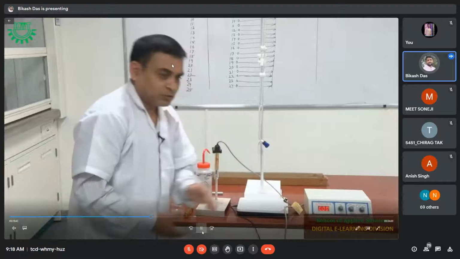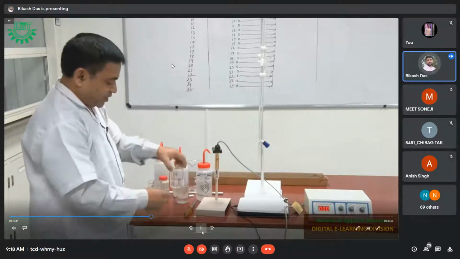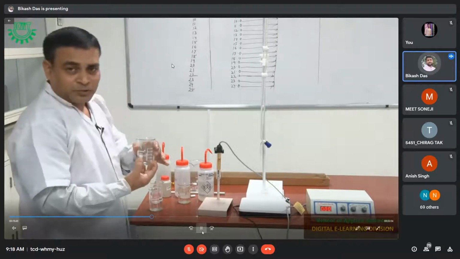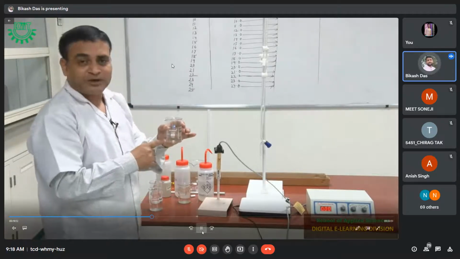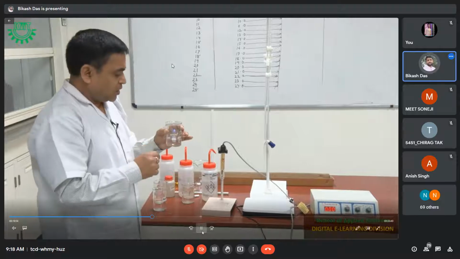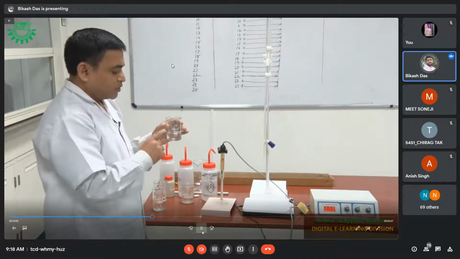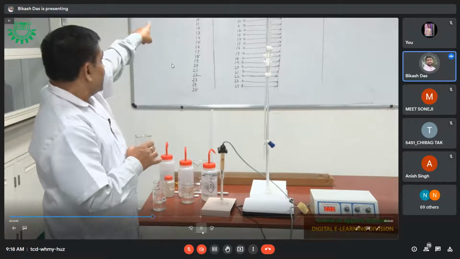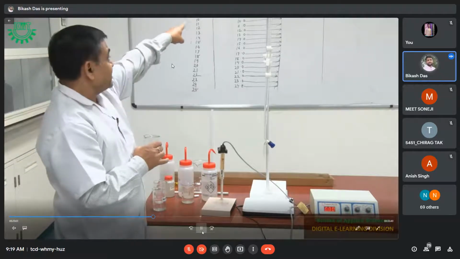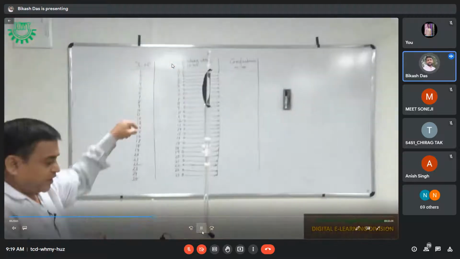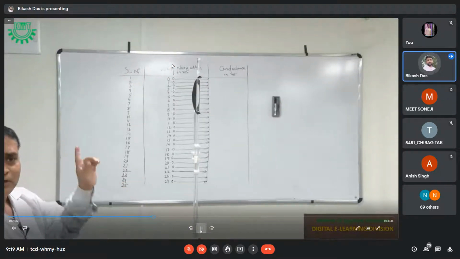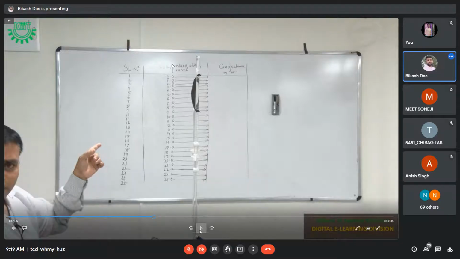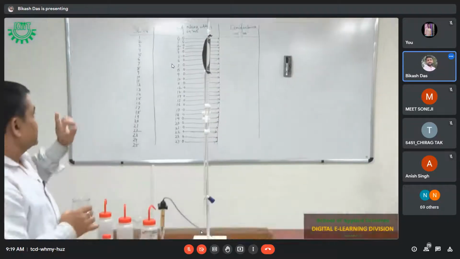Then you have to select the range. Because the KCl standard conductance is less than 2, you have to select the range 2. Then, when all the knobs of the instrument are set up, dip the electrode and see whether it is showing 1.41 or not. If not, by using the cell constant knob given in the back side, by using a tester moving clockwise or anti-clockwise, you have to set it at 1.41. Then you can say that the instrument is calibrated.